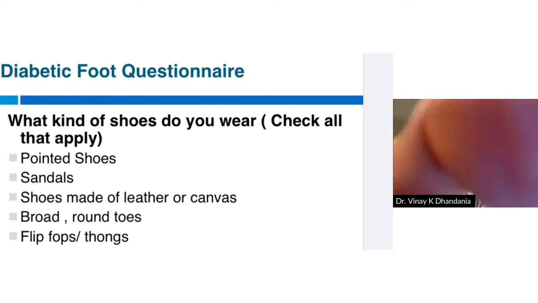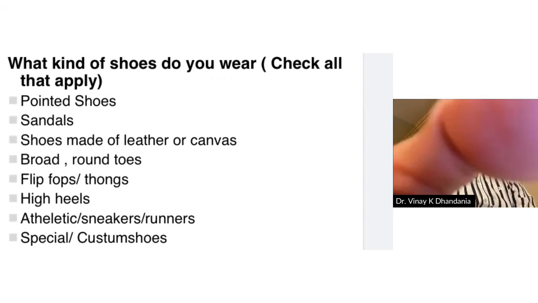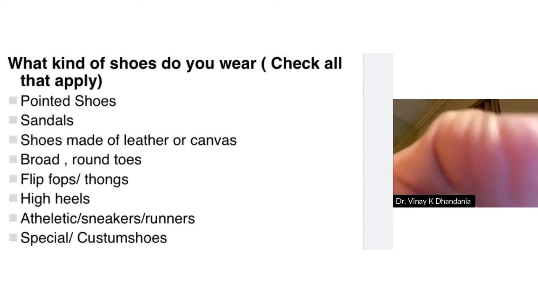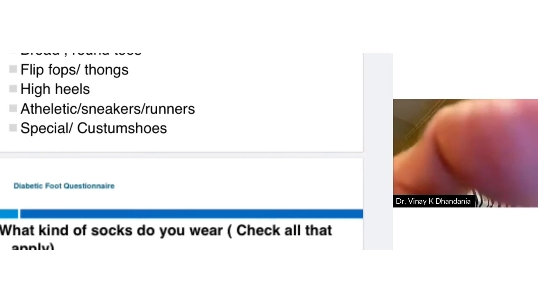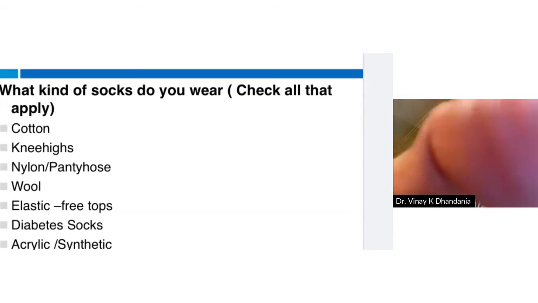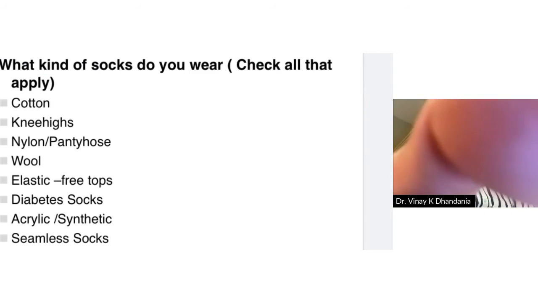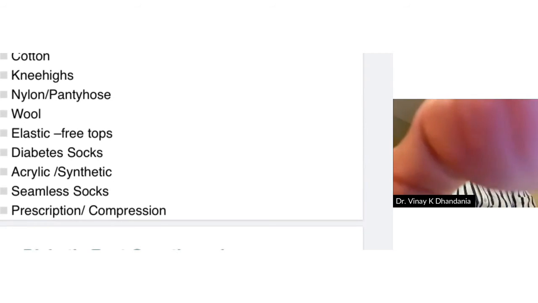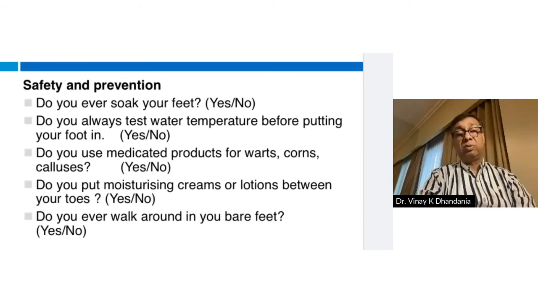What kind of shoes do you wear? Pointed shoes, like your Oxford shoes, which are very, very common these days, sandals, shoes made of leather or canvas, broad rounded shoes, flip-flops, high heels, athletic sneakers, runners, specially customized shoes. You can ask all these things. What kind of socks do you wear? Cotton, knee-high, nylon, wool, elastic, free tops. These are all very, very simple things. Again, many people don't put on socks even when they use their shoes. So that is also a real challenge in our country. People just wear shoes without any socks as well. So that is also a very, very important history.